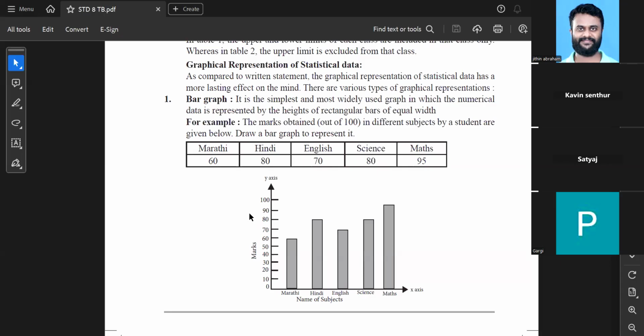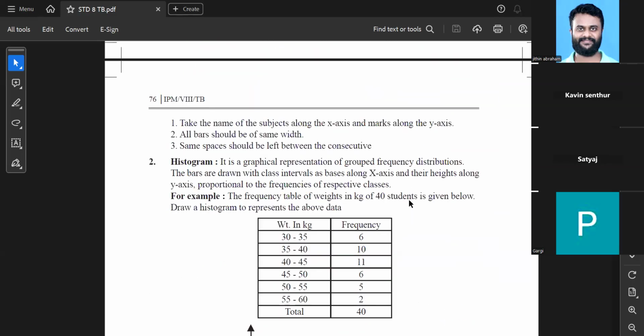The score for Marathi is 60, hence the bar height goes up to 60. For Hindi, the bar height goes up to 80. For English, it goes up to 70. For Science, it goes up to 80. And for Math, the bar height goes up to 95.